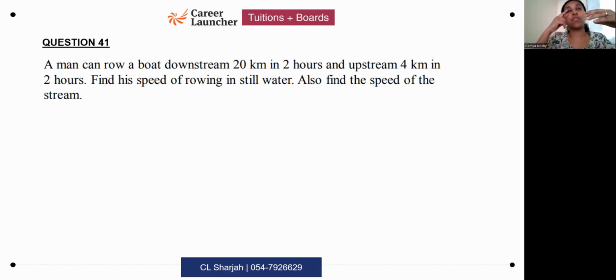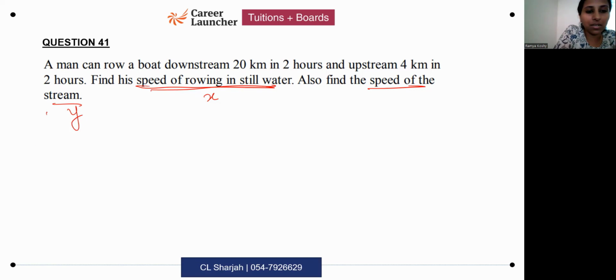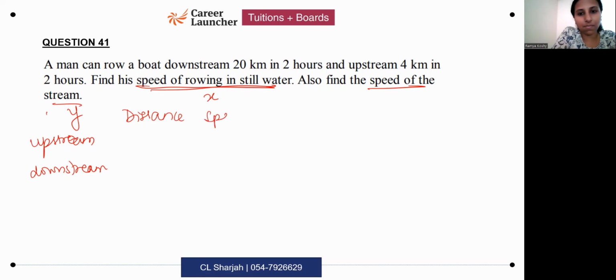So you need to specify variables for both the unknowns. So let speed of rowing in still water be x kilometer per hour. Let speed of stream be y kilometer per hour. Can you tell me upstream, downstream, distance, speed, and time. Okay, distance in both cases is 20 kilometers.